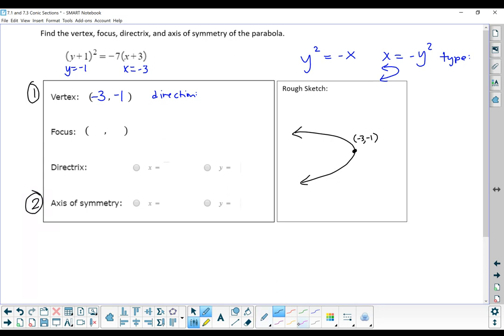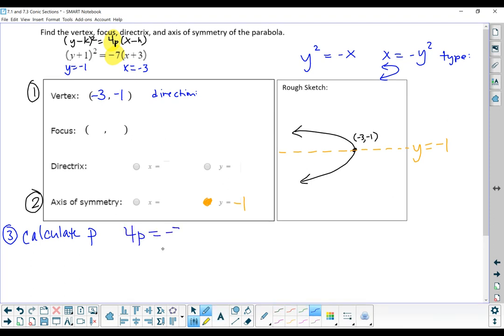Now we find the axis of symmetry. The axis of symmetry for this, the line that cuts it in half, is a horizontal line, and it's y equals -1. Okay, once we have our vertex and our axis of symmetry, we need to calculate our p-value. So, thinking about the general form, it is (y minus k) squared equals 4p times (x minus h). So for our equation, 4p is equal to -7. That means p is equal to -7/4.